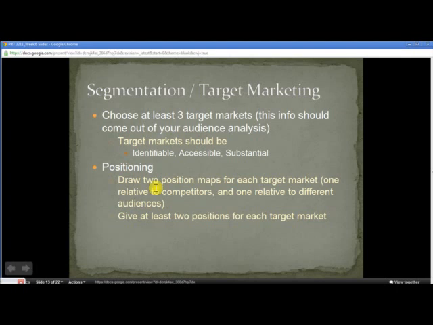So just to recap this section, you're going to choose 3 target markets, as specific as you can get, but still substantial and accessible. And for each of those 3 target markets, you're going to draw 2 position maps, 1 related to competitors, and 1 related to different audiences.